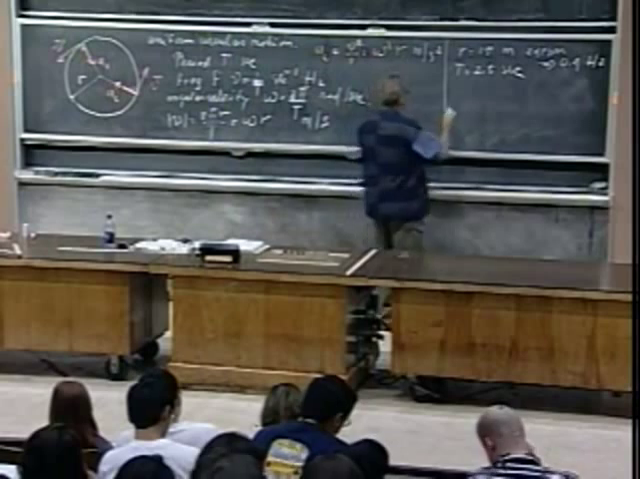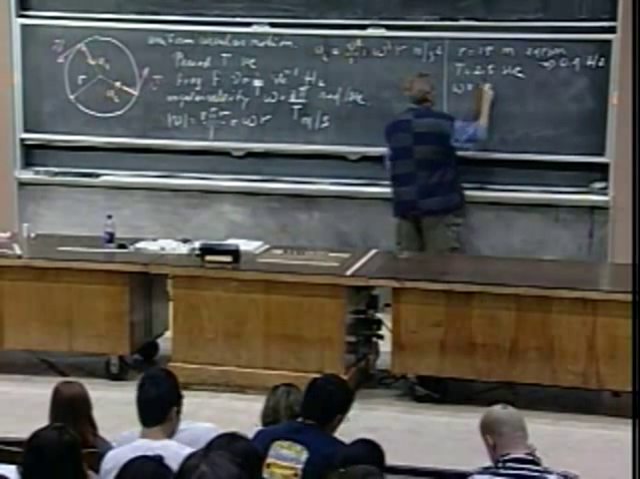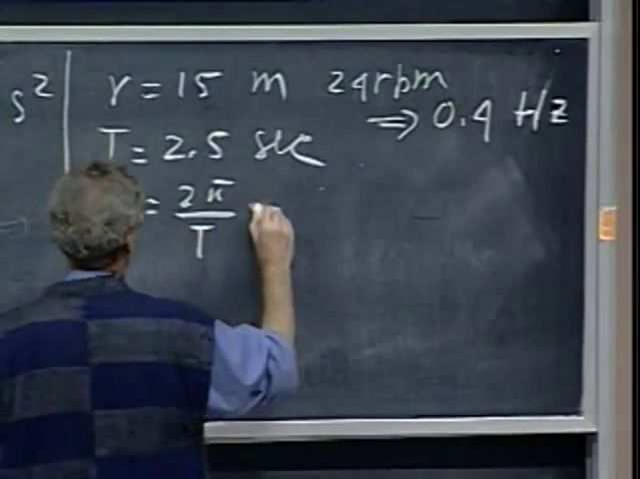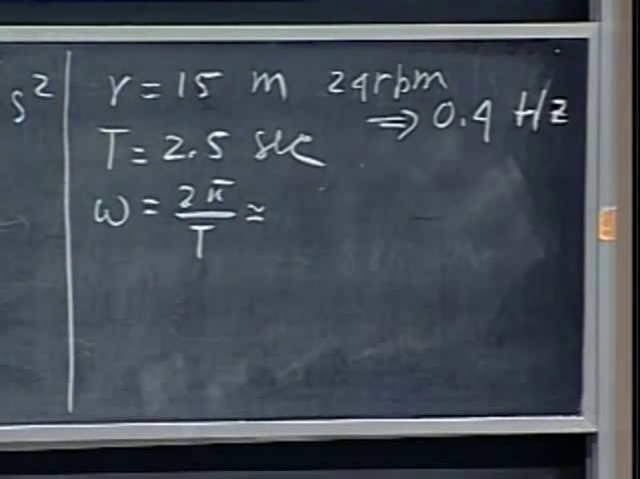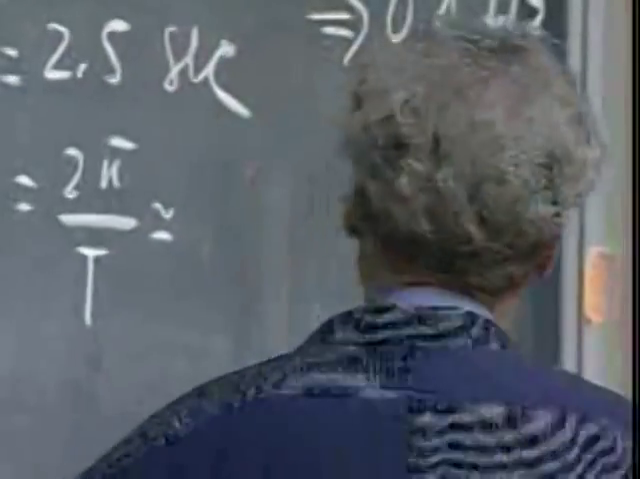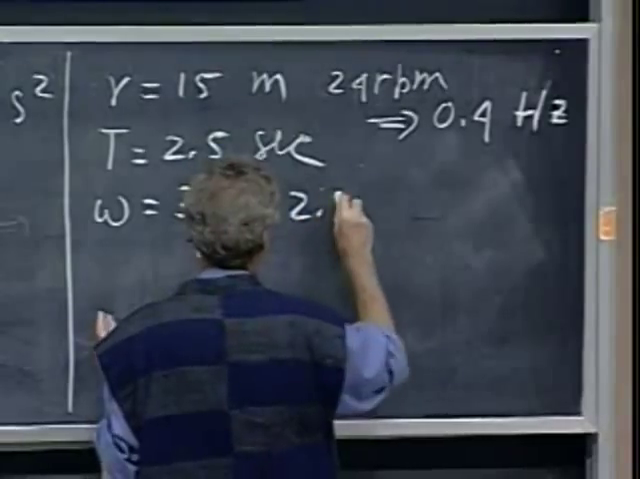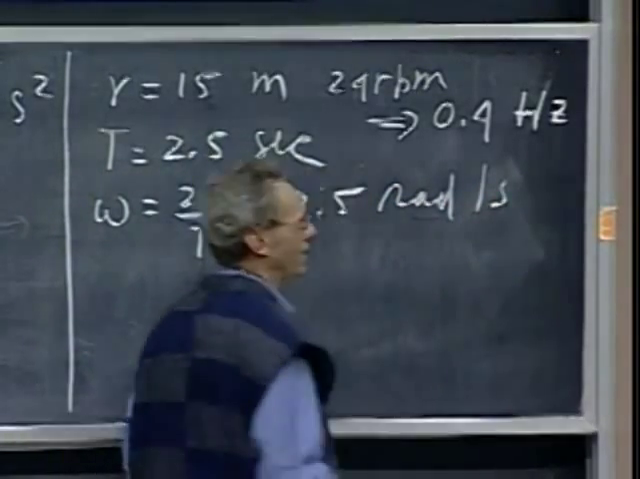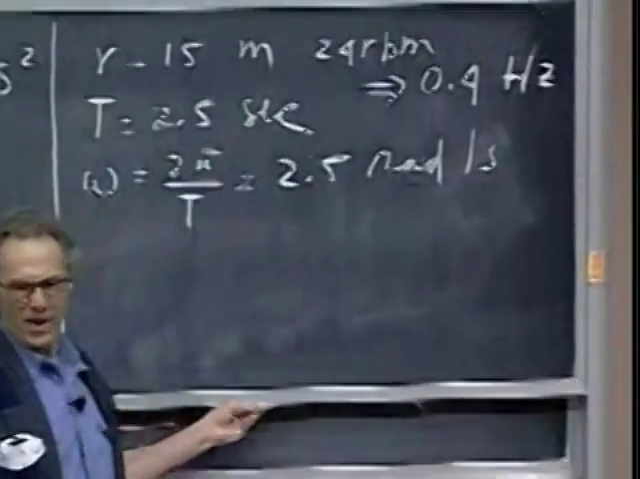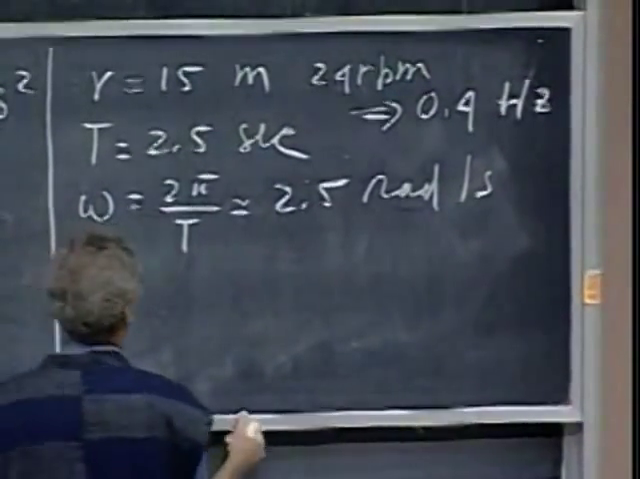So the angular velocity omega, which is 2 pi divided by T, if you take 2 pi and divide it by 2.5, it just comes out to be roughly 2.5, which is purely accident. That's the way it is. Don't ever think that that has to be the same, of course. It just happens to come out that way for these dimensions. So omega is about 2.5 radians per second.